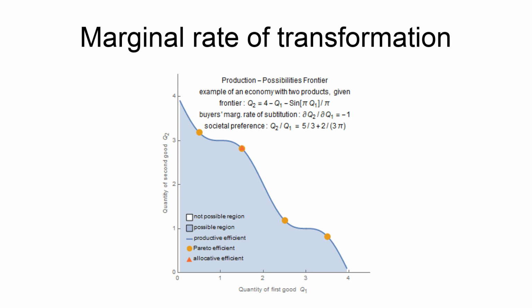The slope of the production possibility frontier, PPF, at any given point is called the marginal rate of transformation, MRT. The slope defines the rate at which production of one good can be redirected, by reallocation of productive resources, into production of the other.